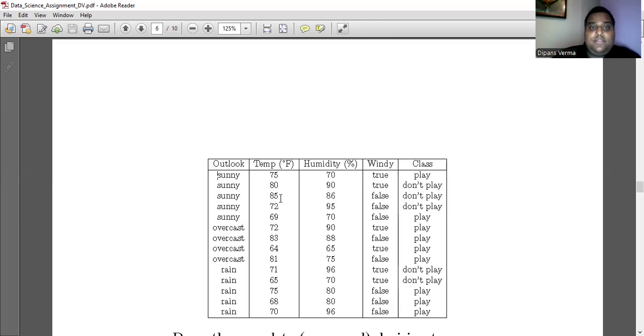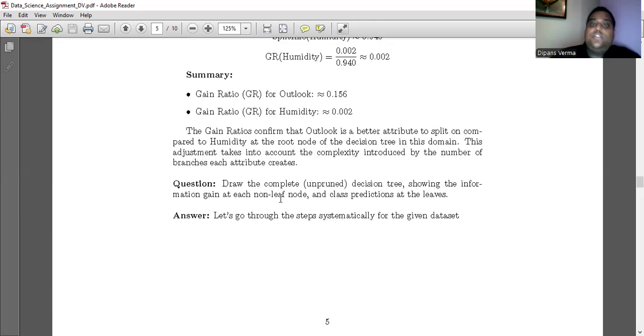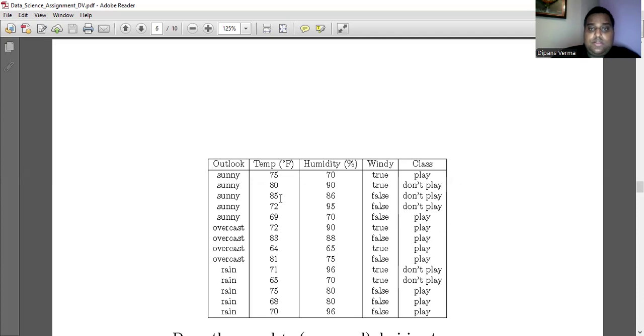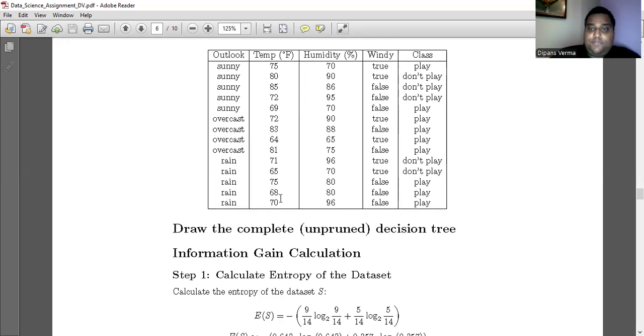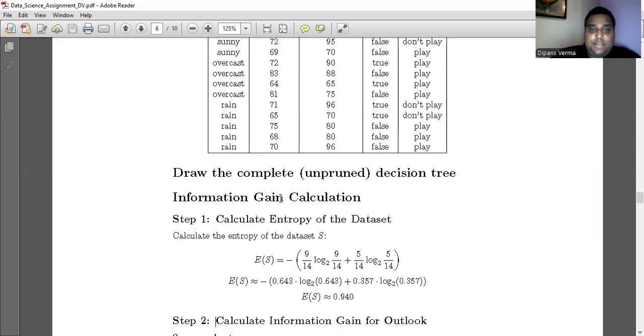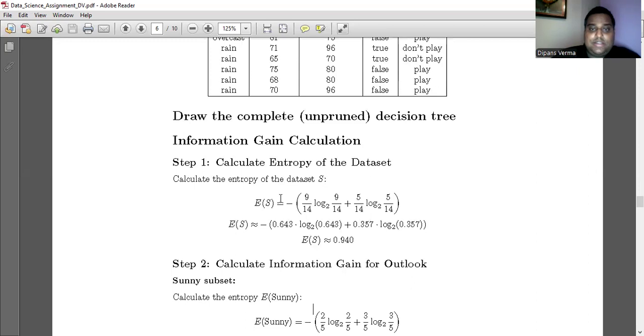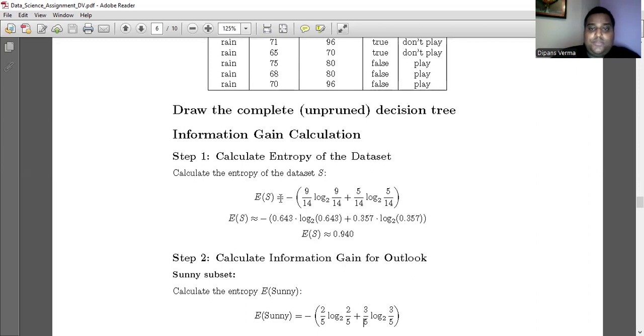So let's see the next question. What will be the next question? Draw the complete unpruned decision tree showing the information gain at each non-leaf node and the class prediction at the leaf. Let's go through the data set. So let's draw the complete unpruned decision tree; I can apply the information gain calculation. I will calculate the entropy for the data set, that we already know is 0.940. Again, I will calculate the information gain for outlook.